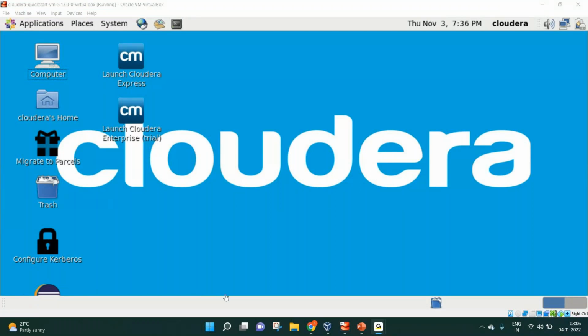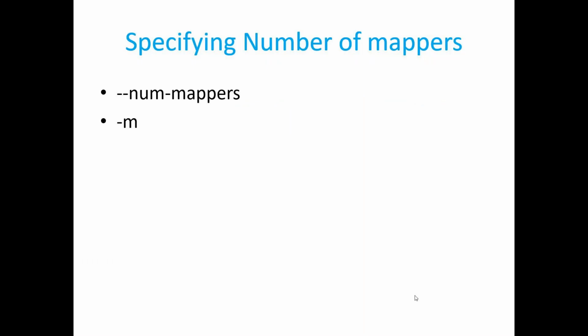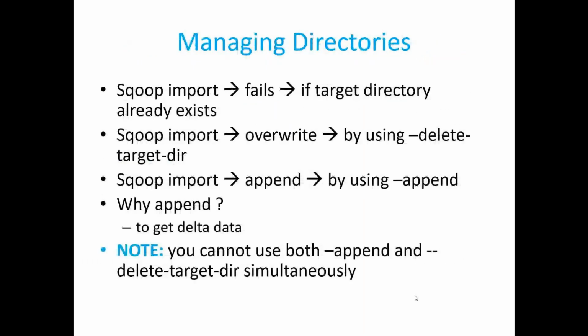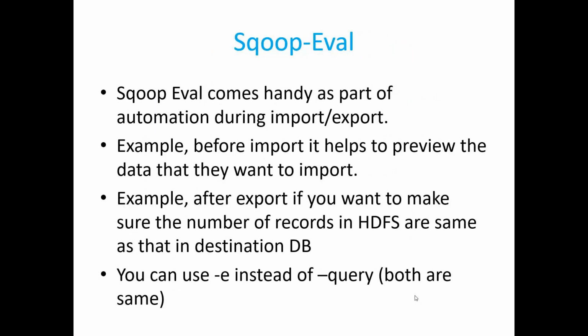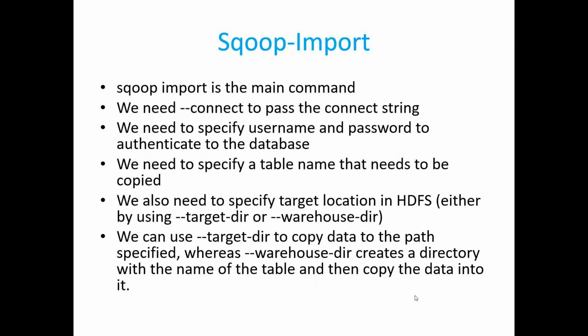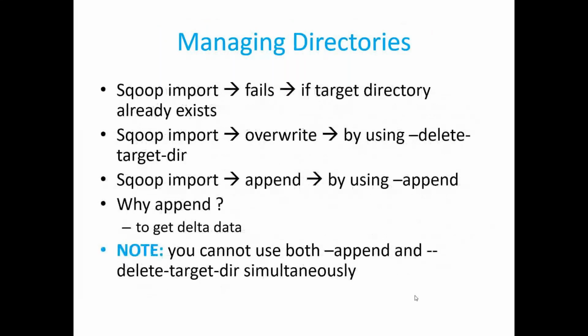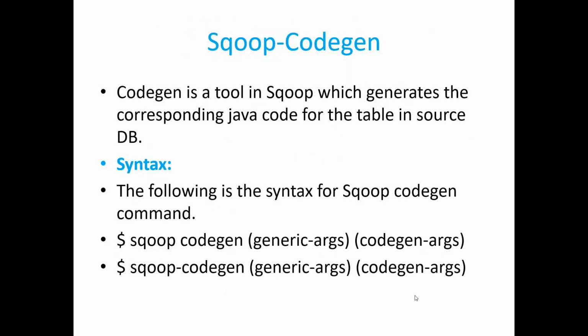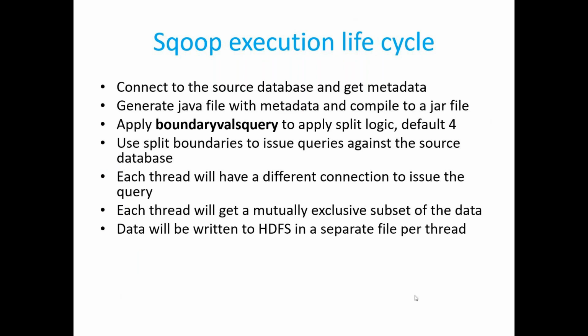Hey, hi guys, I hope you can see my screen. Just a quick recap of what we learned in the previous session. In the previous session, we spoke in detail about the Sqoop import, right? And we have seen the differences between the target directory and the warehouse directory. Also, we have seen how to override or how to append the data. And we are already aware of the codegen tool, right? And also, we have seen the Sqoop execution lifecycle in depth.